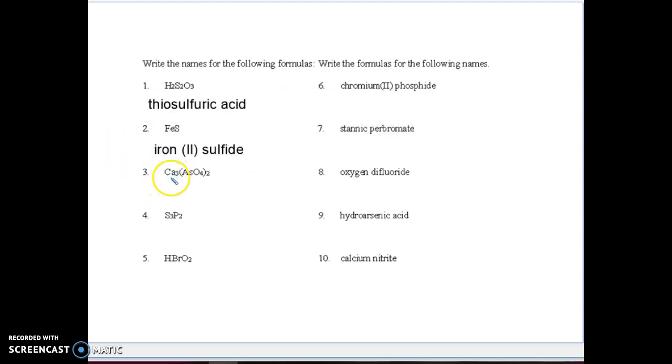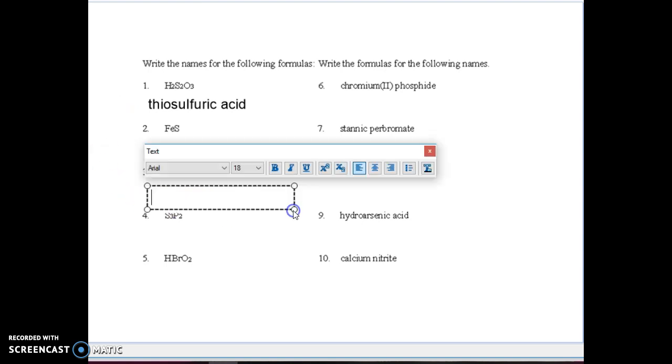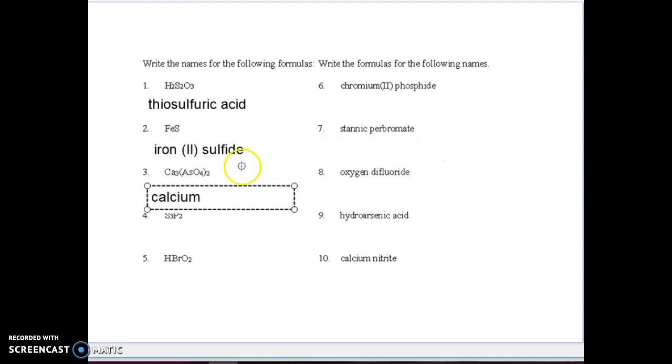All right, up next I'm looking at Ca3(AsO4)2. Calcium on my periodic table only has one possible oxidation number, so I get to just name it calcium. AsO4 is on my yellow sheet, and it is called arsenate. Don't change anything about the endings on that, just leave it exactly as is.